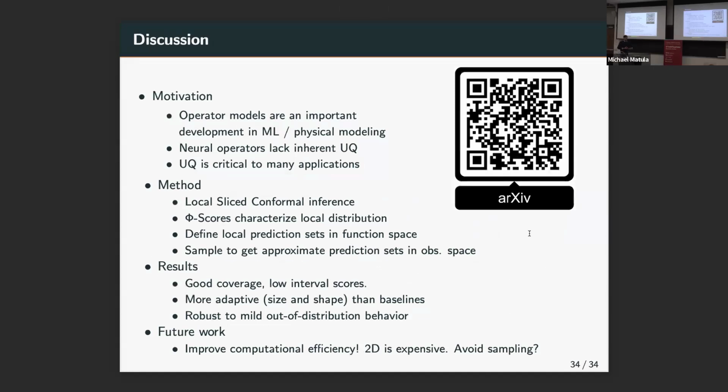The motivation here was that operator models are, in my opinion, a very important development for ML. They don't have an intrinsic notion of UQ, so we set out to try to develop a notion of UQ. Specifically, we wanted to work in a setting where the data was evolving through either a series of regimes or evolving over time. That's what we consider here, and that is what is a little bit different from some of the previous approaches. And the results show that it worked fairly well.